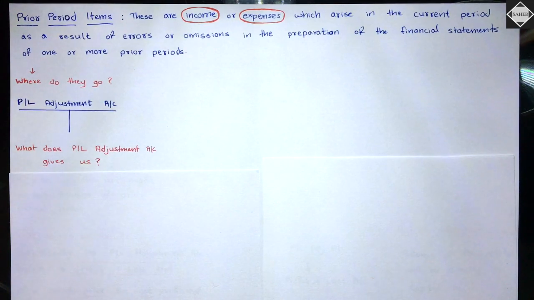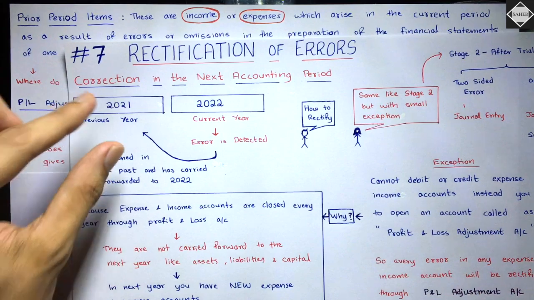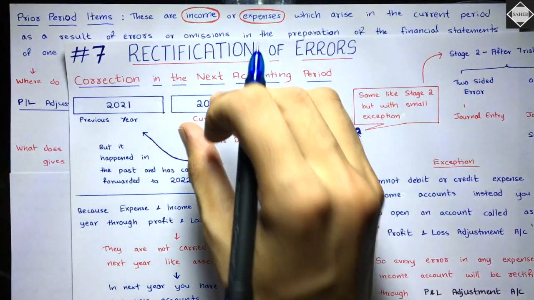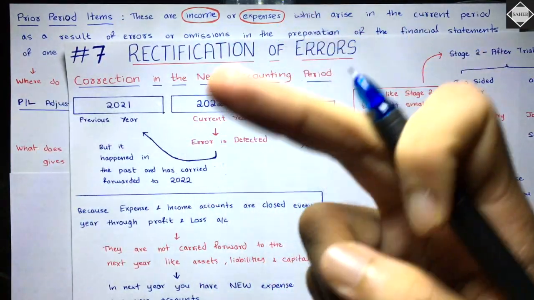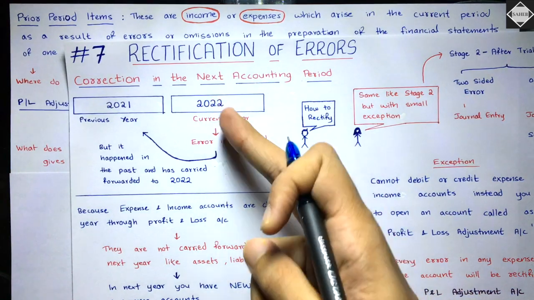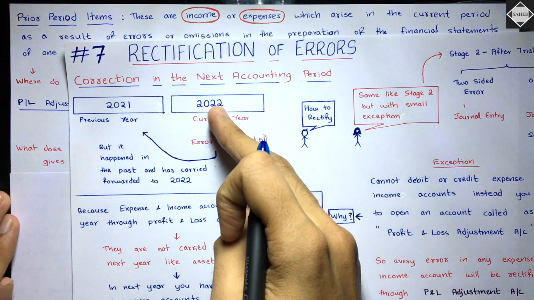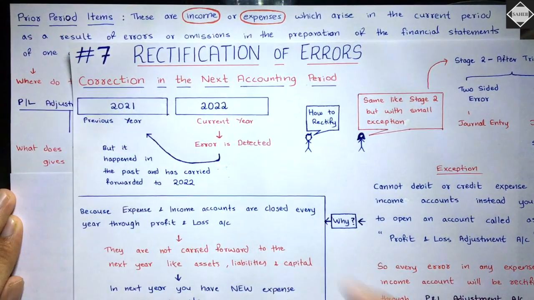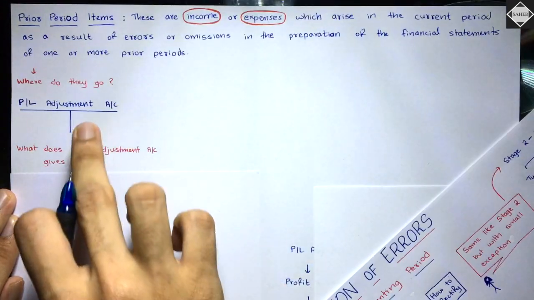Because of some errors in 2021, in the previous accounting period, some income or expenses will arise over here because of rectification. Because of rectification of those errors in the current period, some income or expenses will arise in 2022, and these items are called prior period items. Is that clear? Prior period items, and that is what we take in the profit and loss adjustment account.